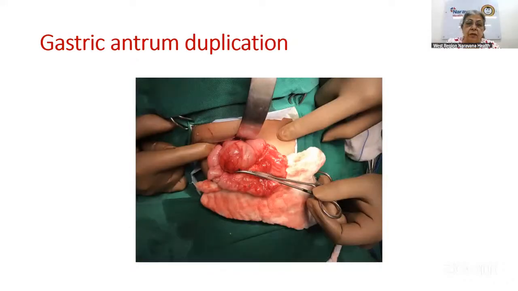This is another gastric duplication. This is at the antrum, and it is supposed to be very, very rare. Gastric antral duplication, when I searched in the literature, was not found even.